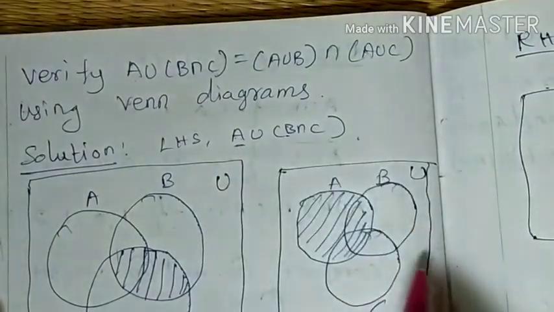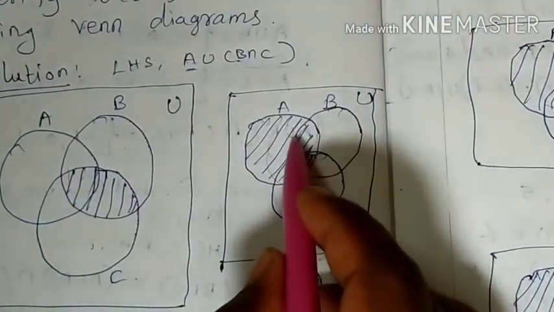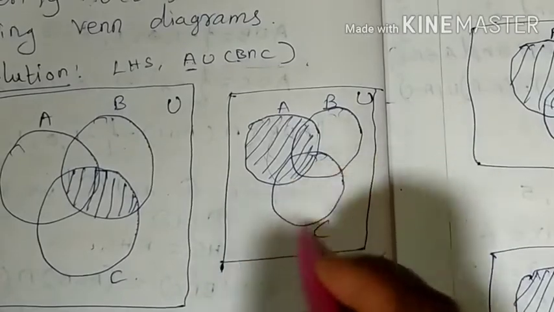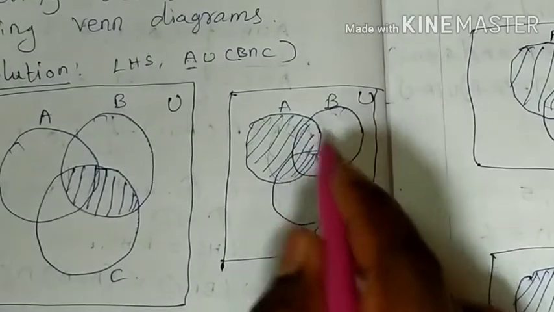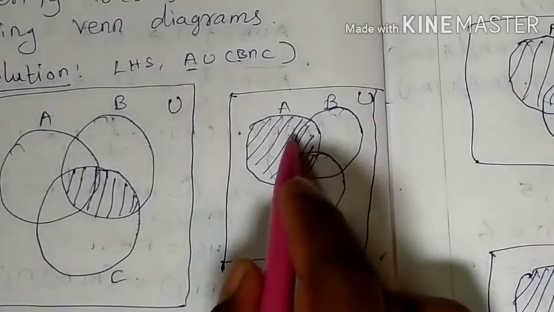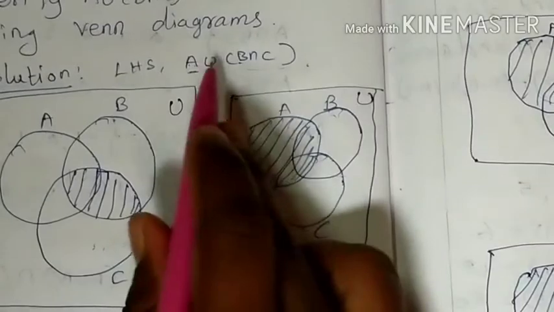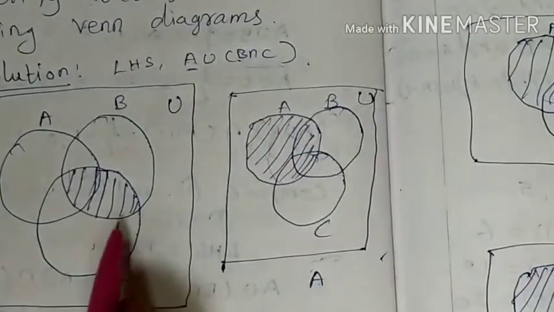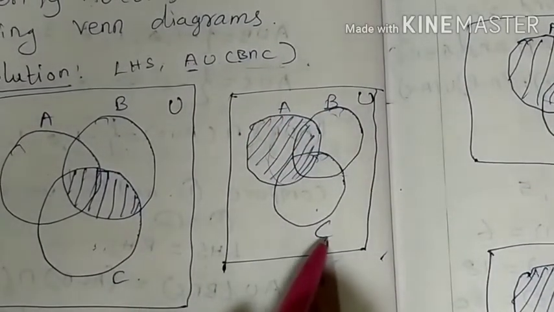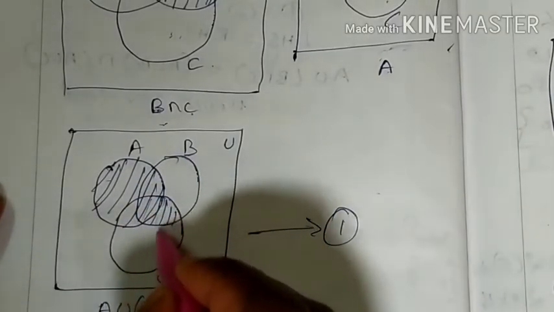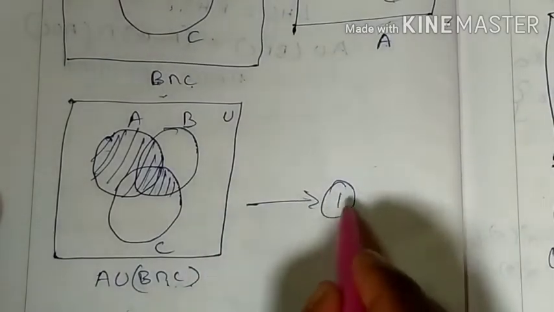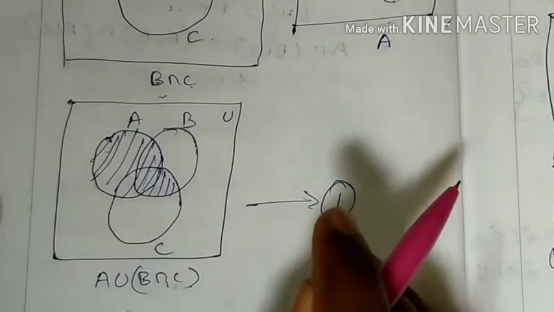Next, A union (B intersection C). Next find A, so shade only circle A. Now also draw the three overlapping sets A, B, C and the universal set. A means shaded only for A. Then the question, A union (B intersection C), together forms the two diagrams: A circle fully and the B intersection C portion. So this is your result, A union (B intersection C). This is your first equation.